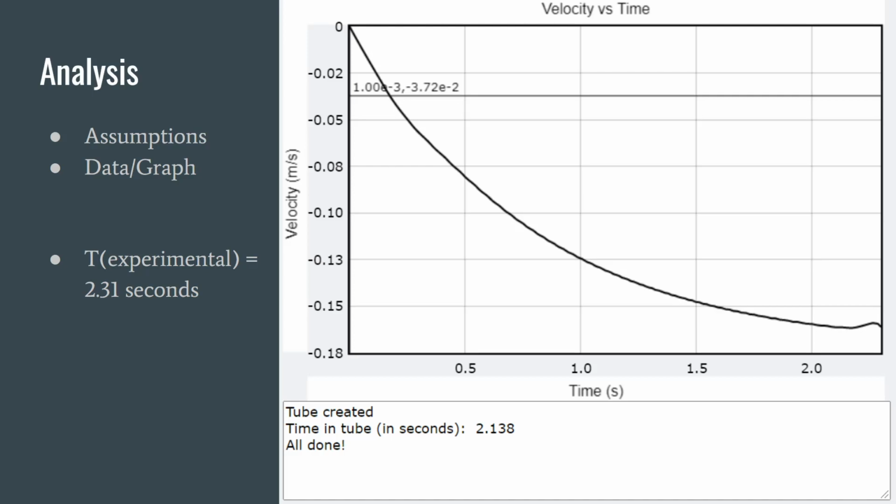With the code, we assume that there was no air resistance or non-conservative forces of any kind. Also, you can see at the bottom where it says that it took approximately 2.1 seconds for the simulated magnet to fall through the tube. This is very comparable to my experimental value of an average of 2.31 seconds. This difference is likely the result of my foil not being exactly the recommended thickness of 1 centimeter.